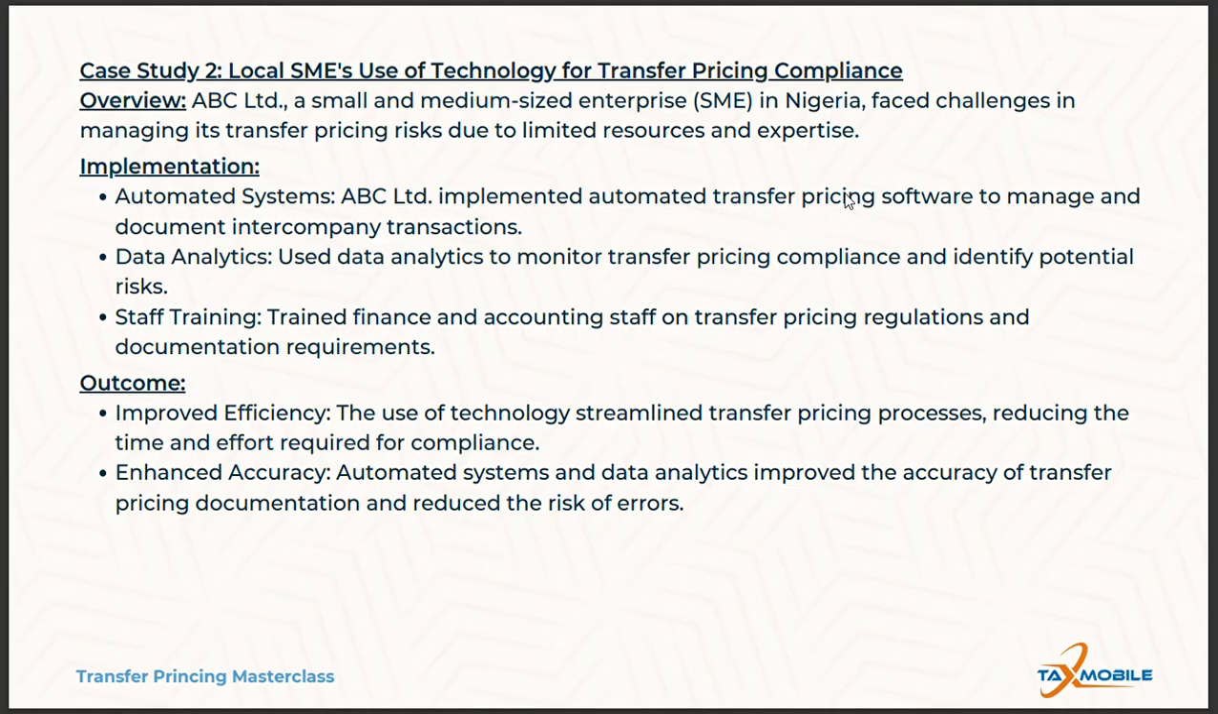Now, implementation. They had an automated system. ABC Limited implemented an automated system to document and track all intercompany transactions, ensuring transparency and compliance. They also used data analytics. The company used data analytics tools to monitor its pricing practices and identify any deviation from the arm's length principle. Staff training: finance and accounting teams were trained to understand the complexities of transfer pricing and ensure compliance.